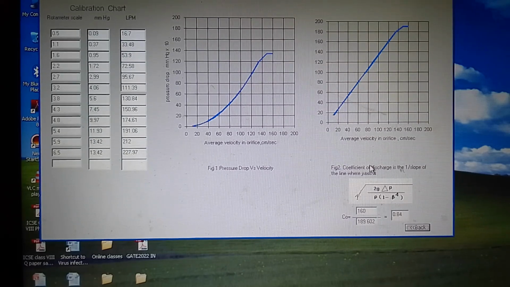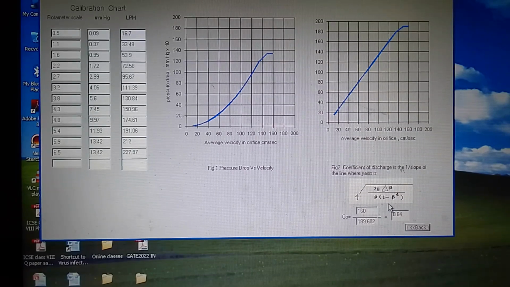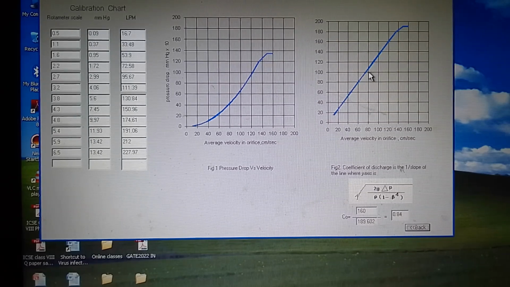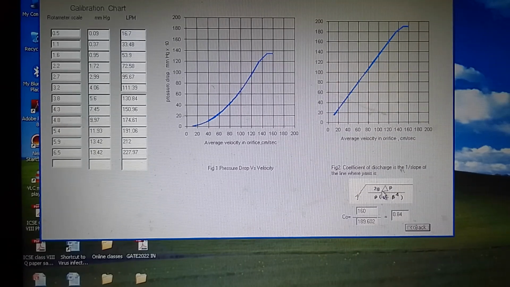You will find this entity has been plotted on the y-axis and the x-axis is the velocity in the orifice, and this is the square root of 2g delta p by rho by 1 minus beta to the power 4 plotted on the y-axis, and the slope of this line has been measured, and the inverse of it is the coefficient of discharge of the orifice plate. So this is 2g delta p by rho by 1 minus beta to the 4. According to Bernoulli's theorem, we can get this equation by energy balance.